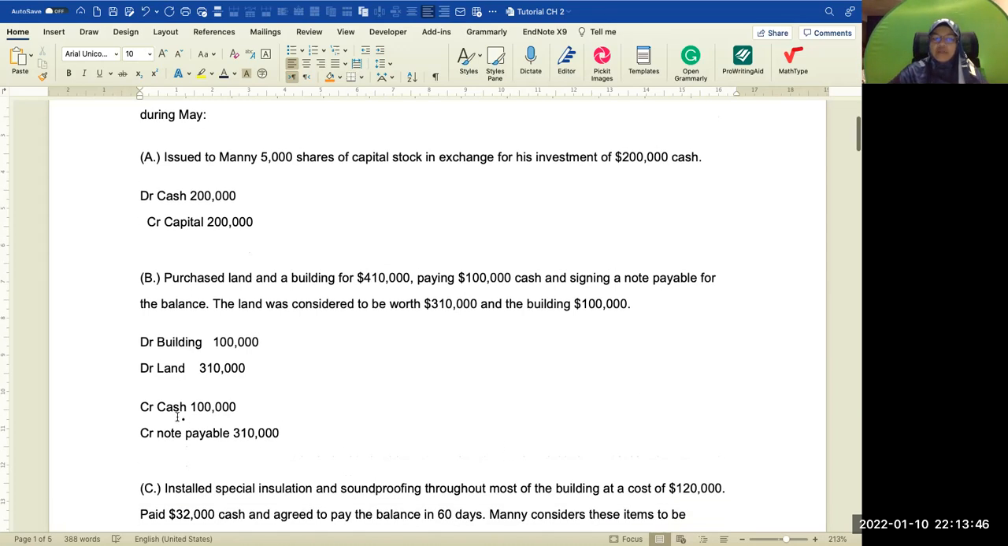Why do you credit your cash, 100,000? It was deducted, it was paid. Your cash decreases because when you make payment of cash, your cash decreases. Cash is an asset, so when there's a decrease, it's a credit. You get it? Why do you credit note payable?